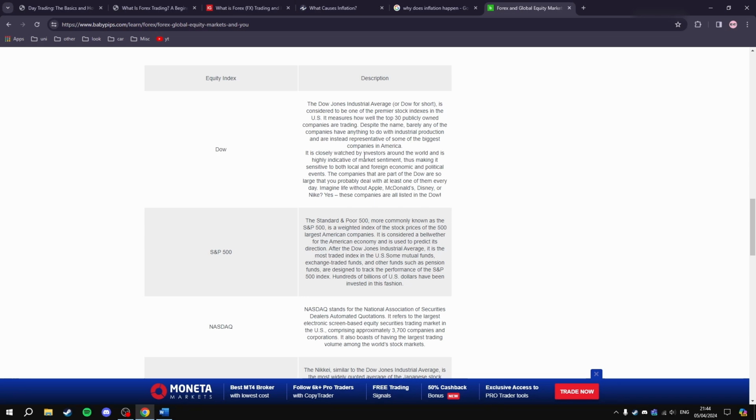It is closely watched by investors around the world and is highly indicative of market sentiment, thus making it sensitive to both local and foreign economic and political events. The companies that are part of the Dow are so large that you probably deal with at least one of them every day. Imagine life for Apple, McDonald's, Disney or Nike. Yes, these companies are all listed in the Dow.